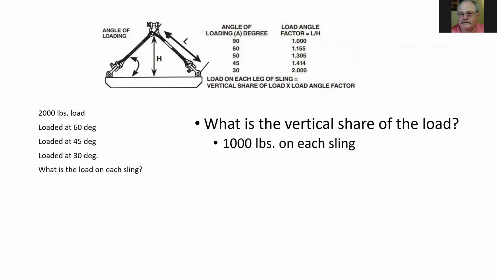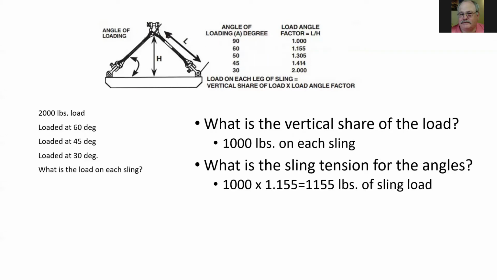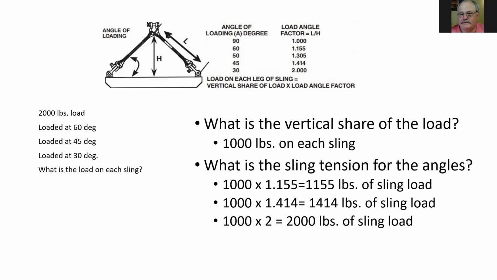So at 60 degrees, my load angle factor is 1.155. So it's 1,000 pounds times 1.155. This sling is seeing 1,155 pounds of force, and so is this sling, since it's a symmetrical load. Now at 45 degrees, we go to 1.414, 1,414 pounds of force. And at 30 degrees, it goes to a 2 multiplier, 2,000 pounds of force. So you can see, just by changing the angles, you can get yourself in trouble.